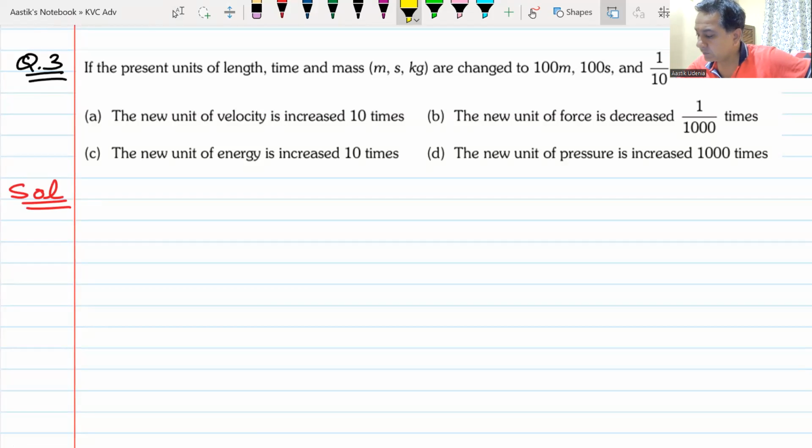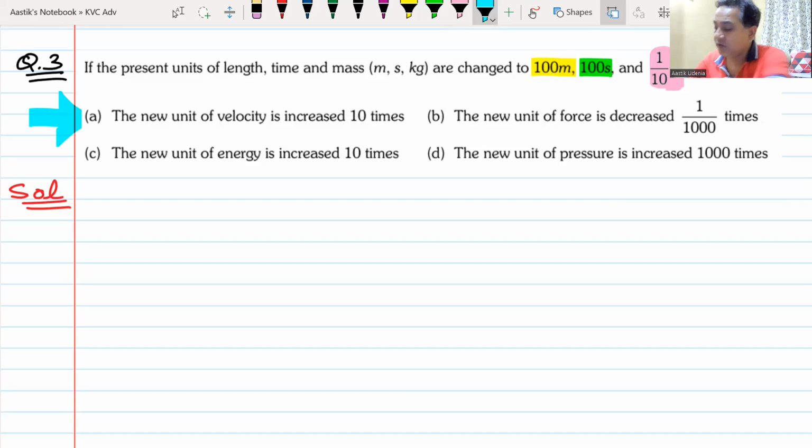Remember, the new unit of length is 100 meters. So the new meter has become 100 times the original meter. The new second has become 100 times the original second. And the new kg has become 1 by 10 times the original kg. Let us first check option A, the new unit of velocity.